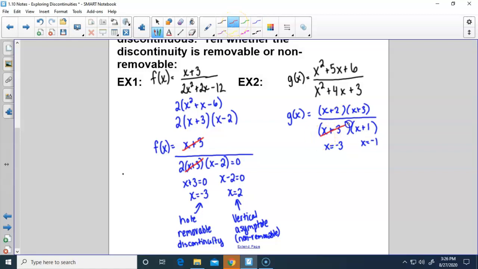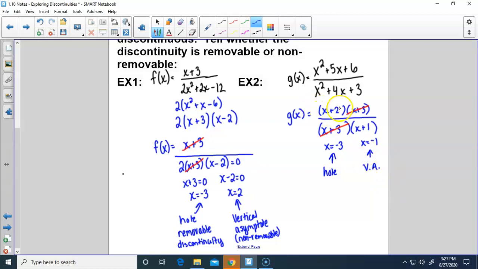So this x plus 3 right here is going to cancel. Since that cancels, we know that this is a hole in the graph, or a removable discontinuity, at x equals -3. And x equals -1 is going to be a vertical asymptote. I'm going to shortcut that there for convenience, but know that it stands for vertical asymptote.